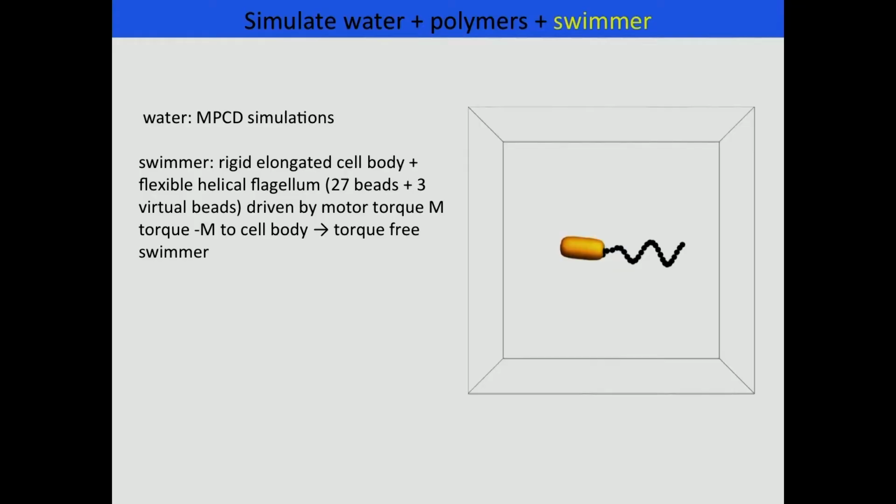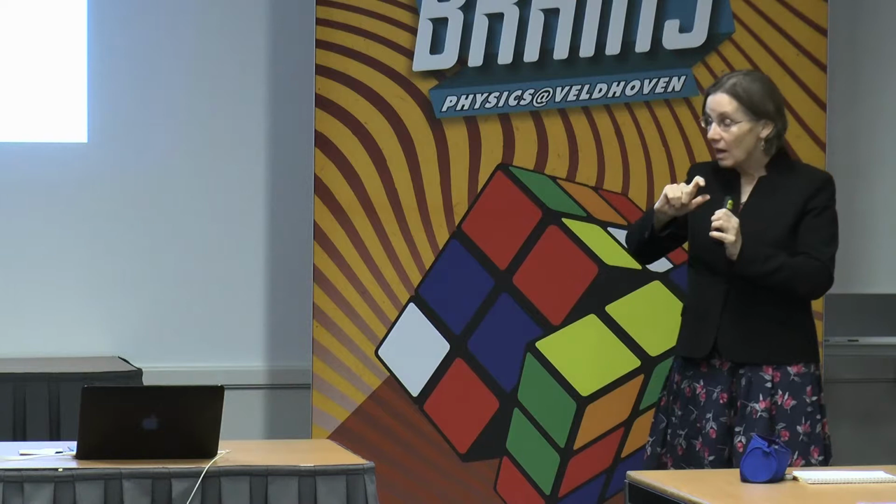This is the swimmer. The swimmer is, well, what you'd expect, really. It's a body. And then a series of beads, which are constrained by interactions to be in a helical shape. And the helix is slightly flexible. And then you have to worry a little bit about how to fit it onto the body so that it can turn around. And then the way we drive it is by equal and opposite torques on the head and the tail. Remember, I have to have something which is torque free, so I need an equal and opposite torque on two bits. So the head goes around like that and the tail goes around like that, and we fix the torques.